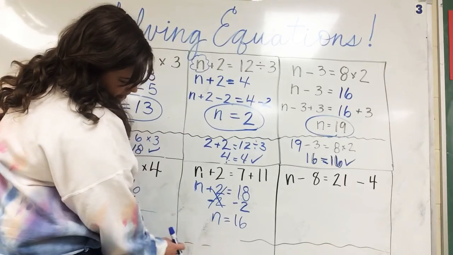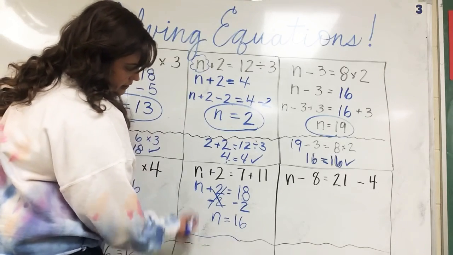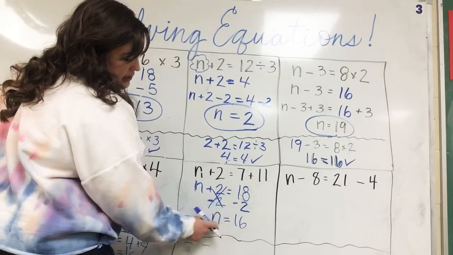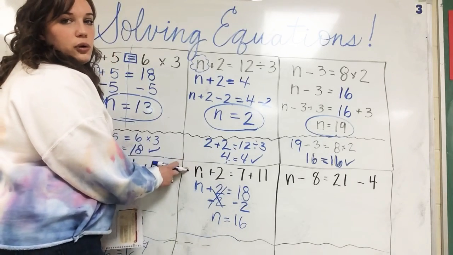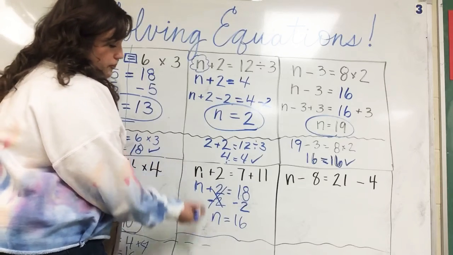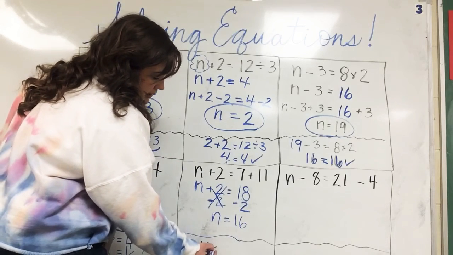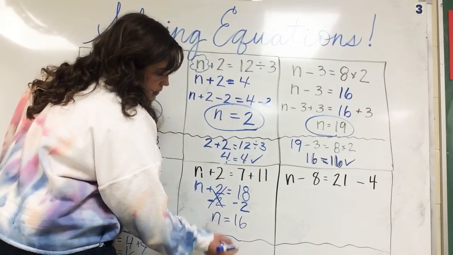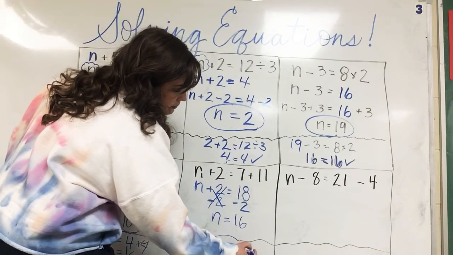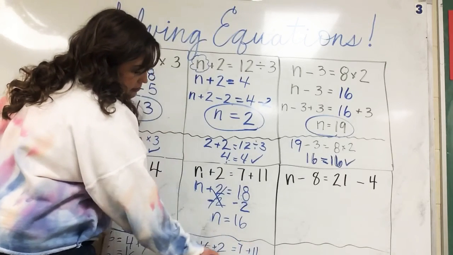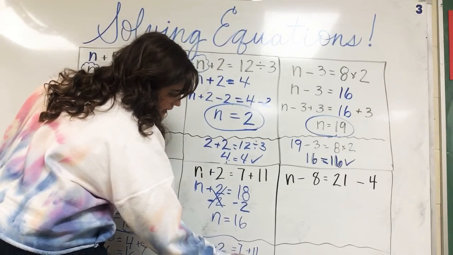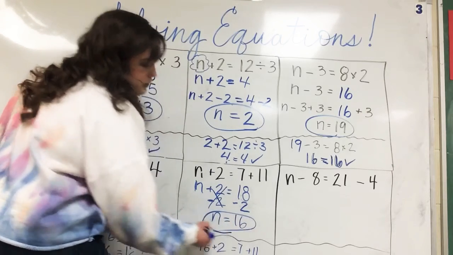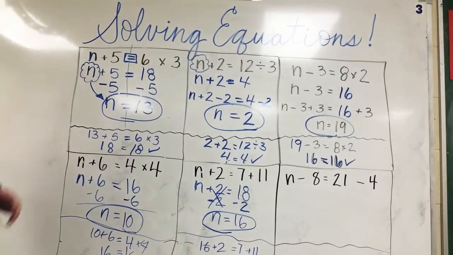Let's check our work and see if it is correct. Again, if n equals 16, this means they have the same value, so we should be able to move them from one to the other. So 16 plus 2 equals 7 plus 11. 16 plus 2 is what? 18. 7 plus 11 is 18. Check, we are good. n equals 16.